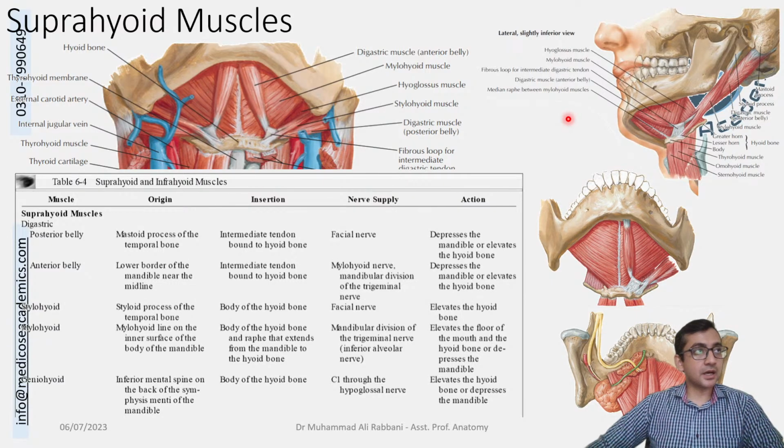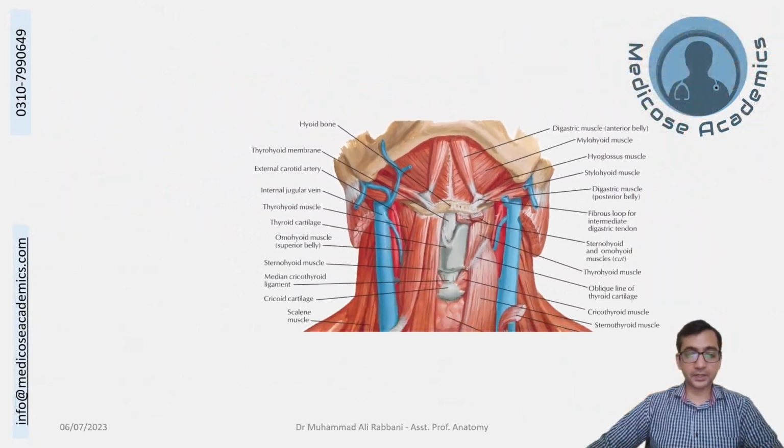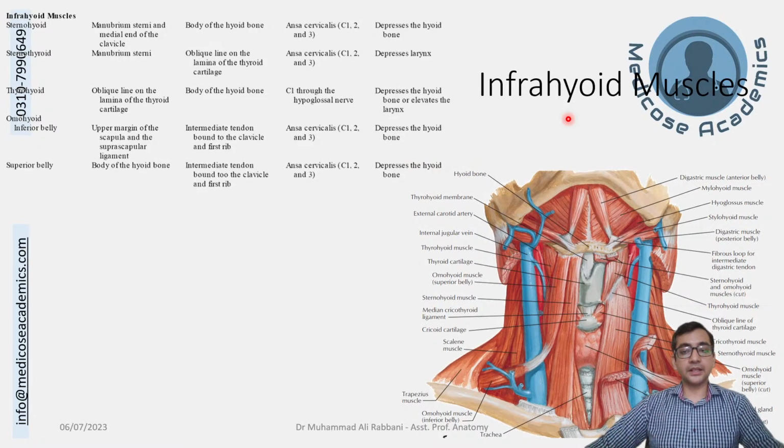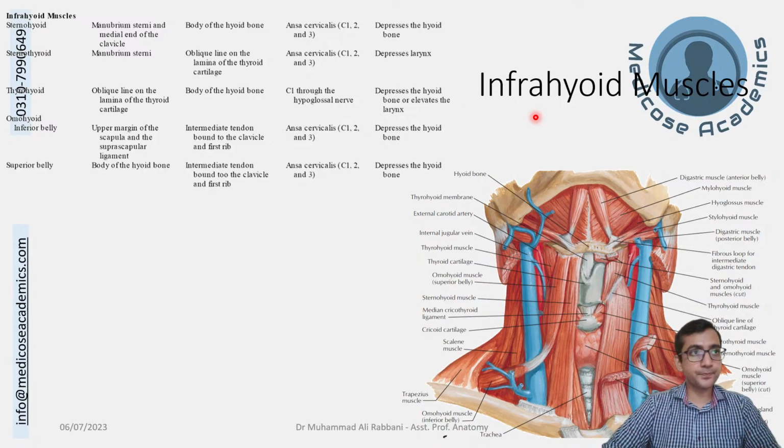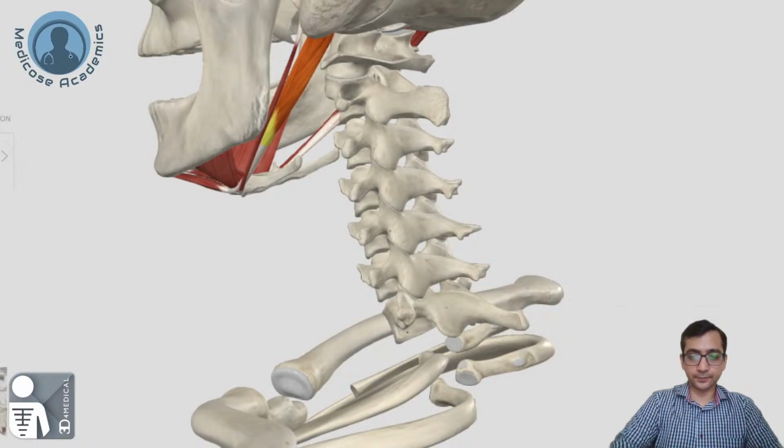So that's it. Those are the suprahyoid muscles. We are left then with the infrahyoid muscles. Let's get back to our presentation. Let's get back to our model. Let's add a few things here. Let's add the larynx here.